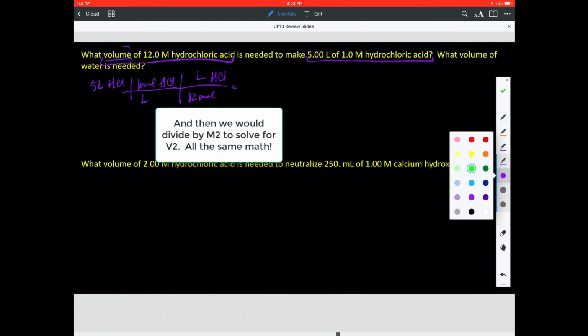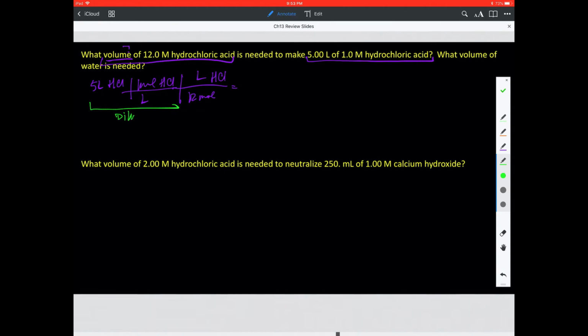So if I break this up into its parts, this is my dilution. That's how many moles I need. And this is my stock from which I will get those moles. So if I do that math correctly, I come up with 0.42 liters. And this is the volume of my stock, or 12 molar HCl, that I need.